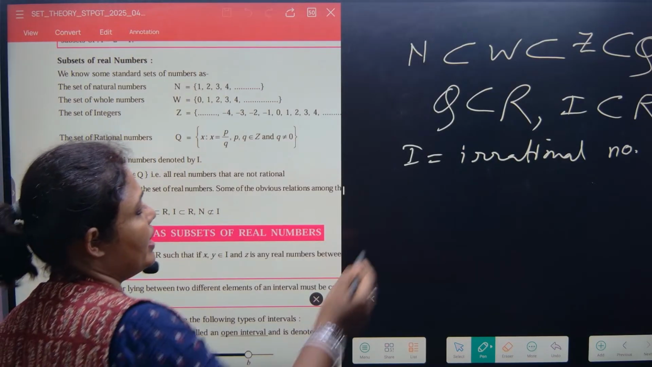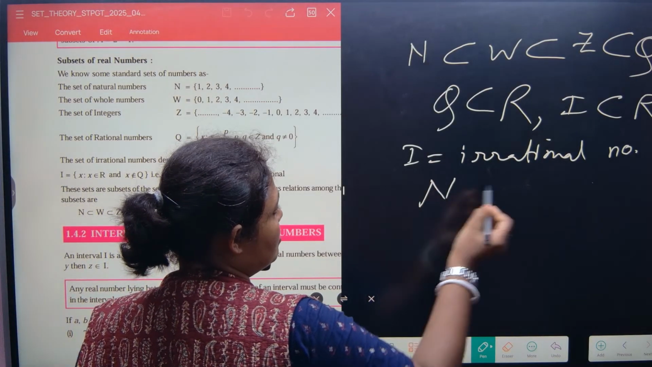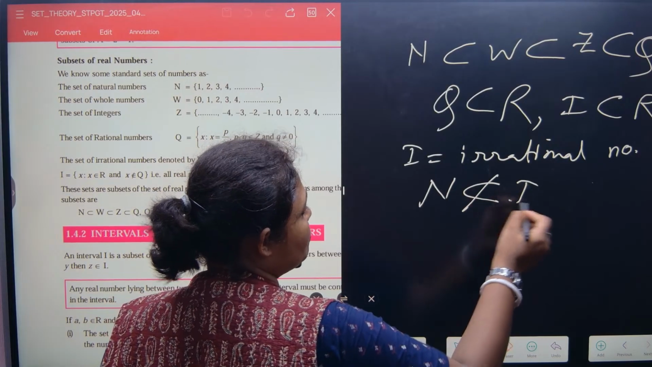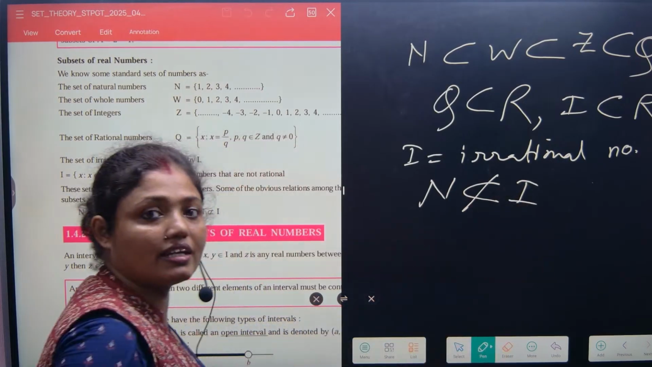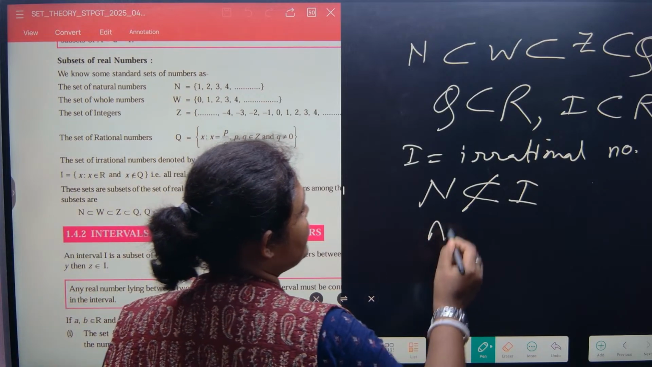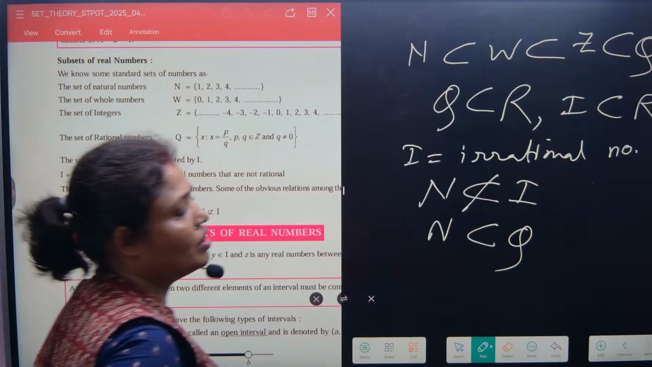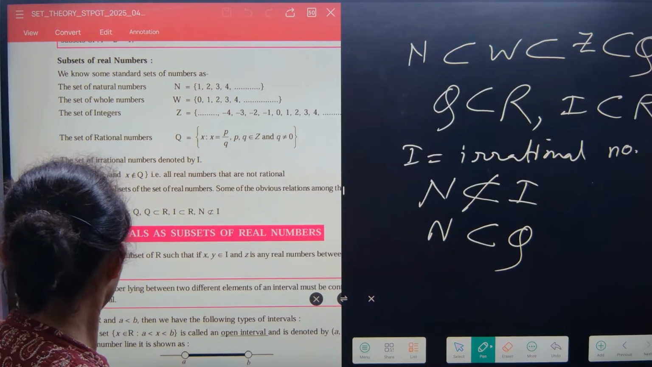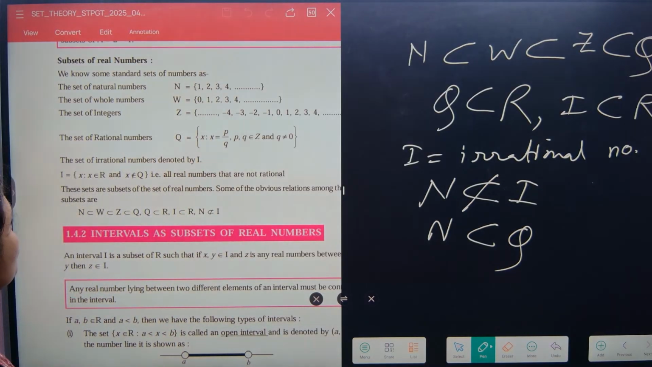And N is not a subset of I, but N is a subset of Q. Okay, so we are done.